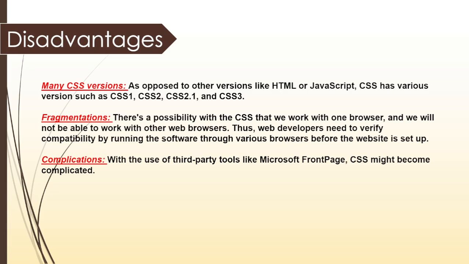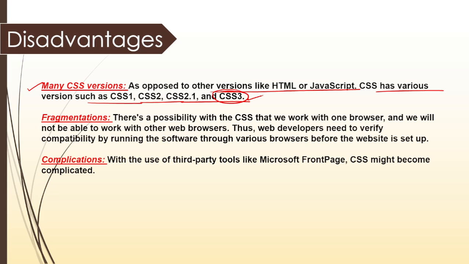Next, let's talk about the disadvantages of using cascading style sheets. The first disadvantage is many CSS versions. As we discussed in the previous lecture, there are so many updated versions of cascading style sheets available in the market. As opposed to other languages like HTML or JavaScript, CSS has various versions like CSS1, CSS2, CSS 2.1 and CSS3. CSS3 is the most updated version.